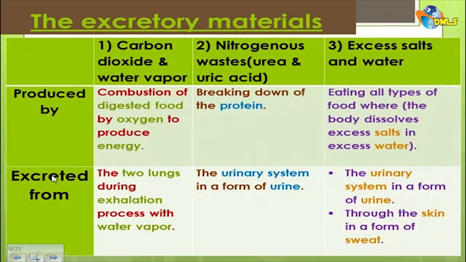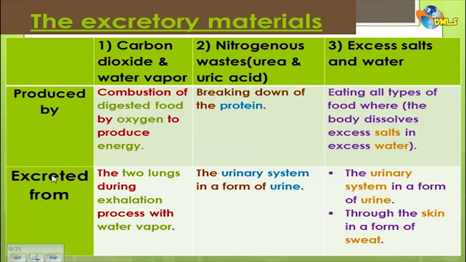We have here the three types of excretory materials. Number one, carbon dioxide and water vapor. They are produced by combustion or burning of digested food by oxygen to produce energy. They are excreted from the two lungs during the exhalation process with water vapor.